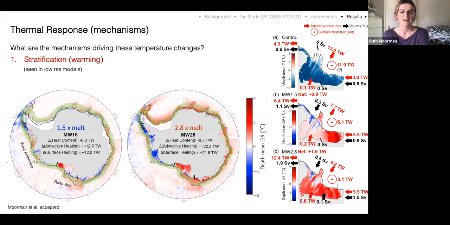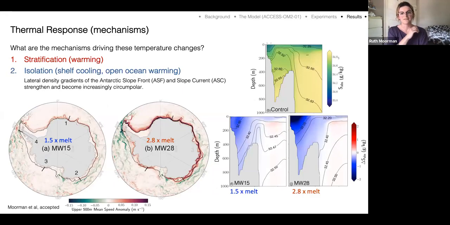And that brings me to the second response, or the second mechanism that we talk about when we're trying to describe this. It sort of came in a bit in the first one, but they're a little bit hard to separate. And that's that we see effectively the isolation of shelf waters from open ocean waters associated with the strengthening of the Antarctic slope front and the decline of dense shelf water related exchanges between the shelf and the open ocean.